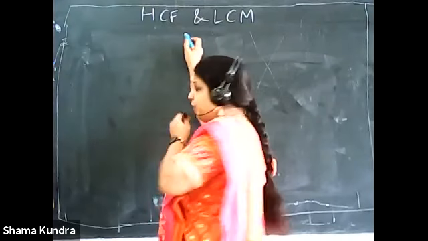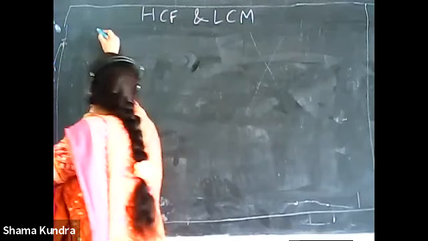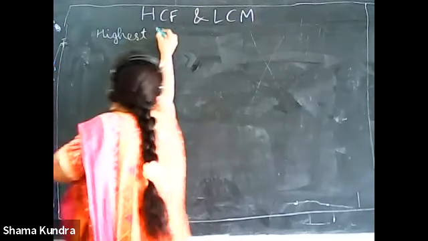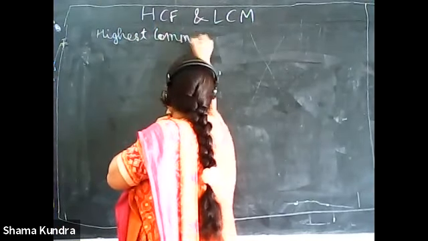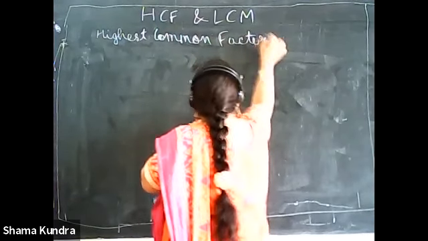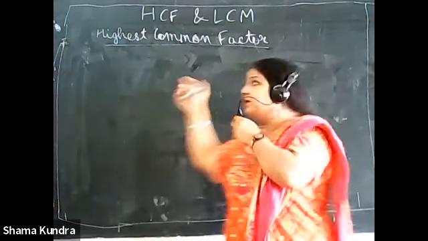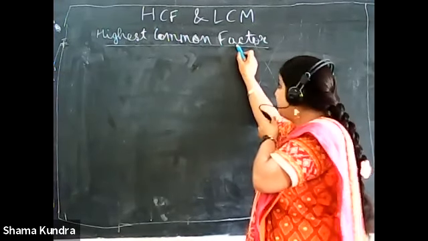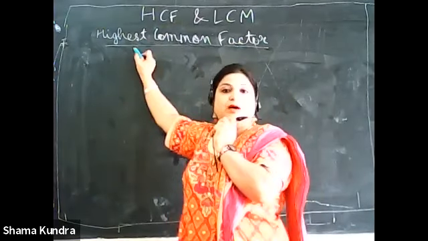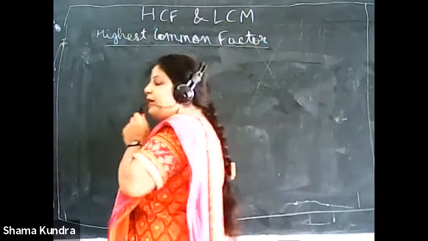Today we are going to start the topic HCF and LCM. HCF means highest common factor. It means if you are given two or more numbers, you first have to find the factors, then the common factors, then the highest among those common factors. That is called HCF.